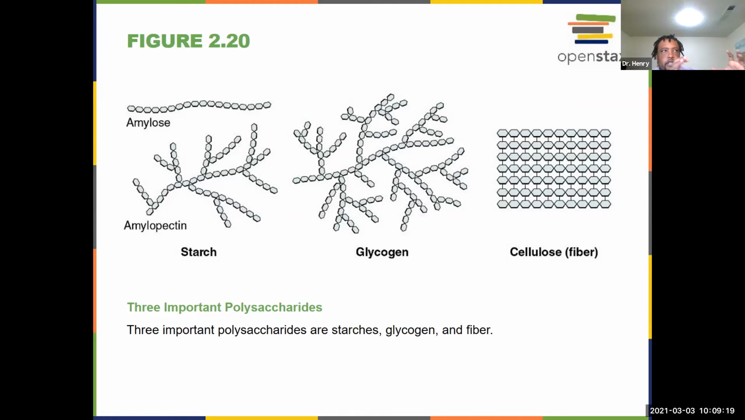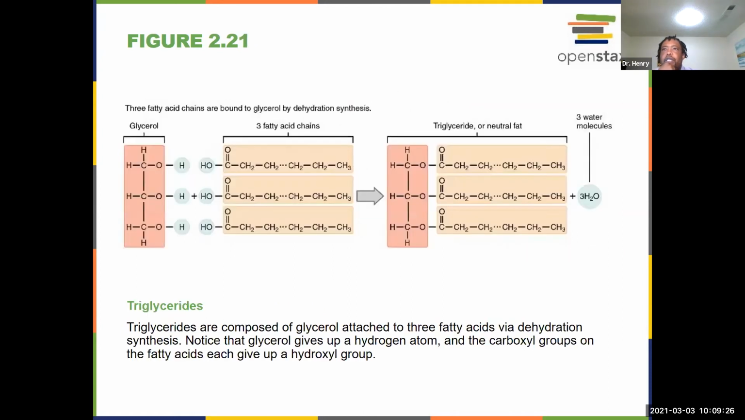Saccharides are one of the major building blocks of our body. The next major building blocks are basically fats. In this case, we have triglycerides.